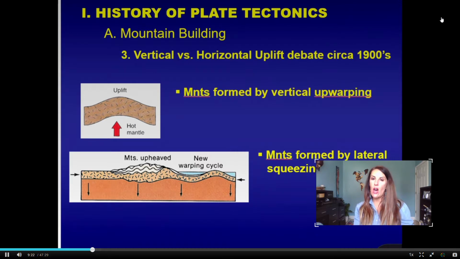Dana is calling this vertical uplift. And so he's suggesting that there is probably some type of squeezing and there's some type of upward uplift that must be happening.